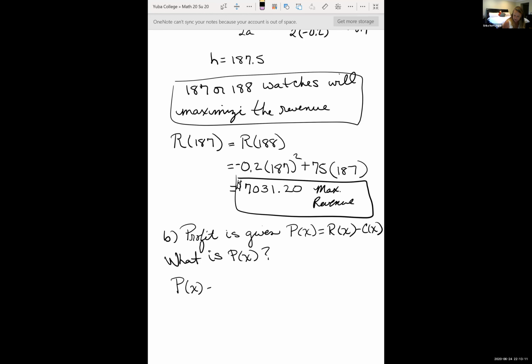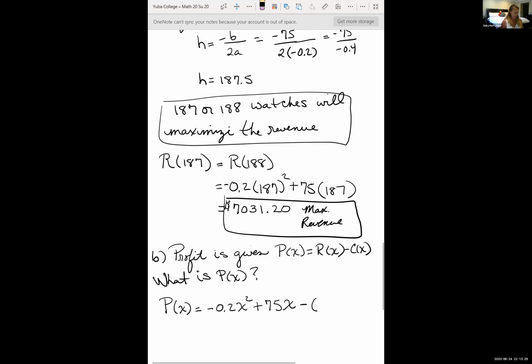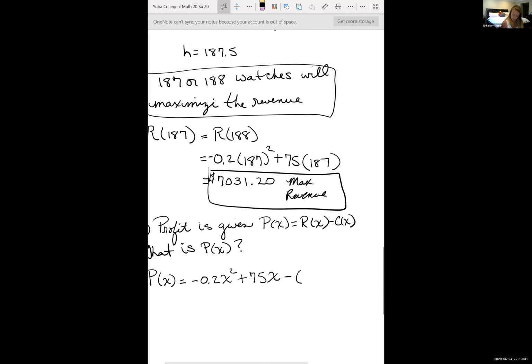Well, we have our revenue, which we're given to be negative 0.2x squared plus 75x minus, be careful, you need parentheses around the whole cost function because we're going to have to distribute that negative. And that cost function was 32x plus 1,750.